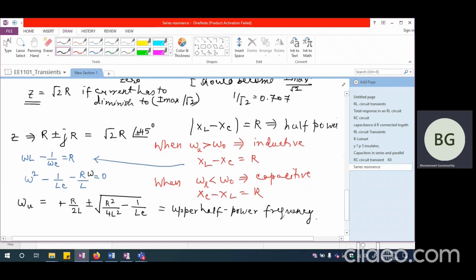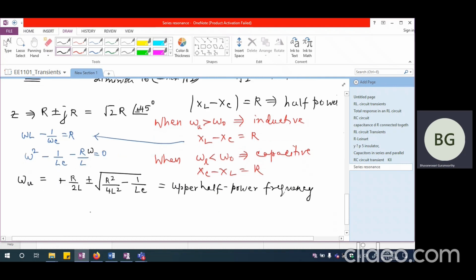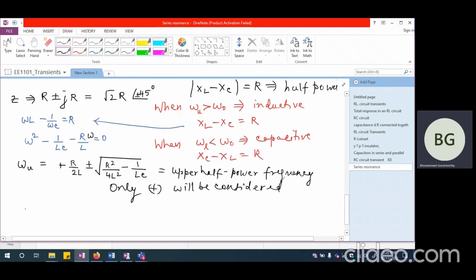If you look at this expression, if we use the minus term here, it can have a negative value, and a negative value of frequency really does not make any sense. So only the positive will be considered. So we can write omega u equal to R by 2L plus the square root of R square divided by 4L square minus 1 by LC.